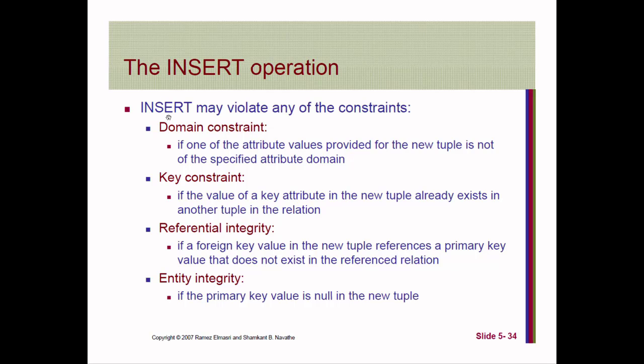So whenever the insert operation is taking place, the DBMS checks for all these 4 constraints. If there is no violation, then fine, the insert operation goes through and the data is inserted. Otherwise, the insert operation is cancelled. It does not go through. And an error message may be displayed to the user that something went wrong. What was the error message? It can be shown to the user.